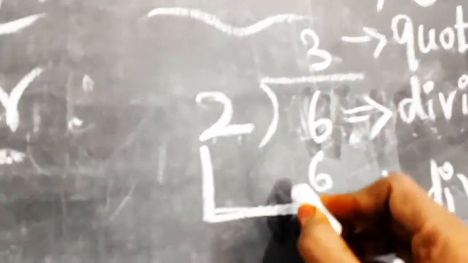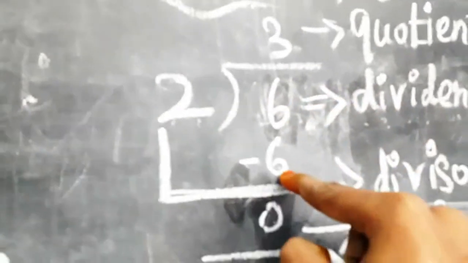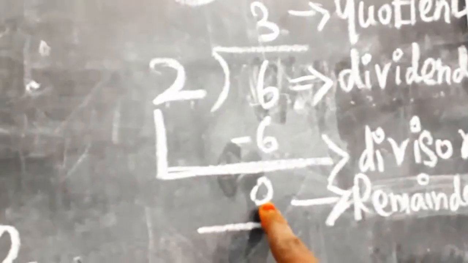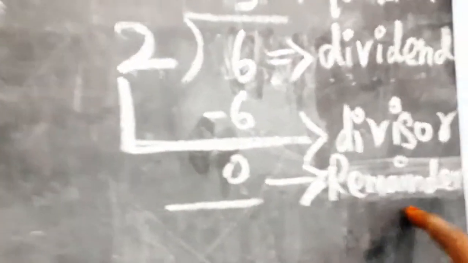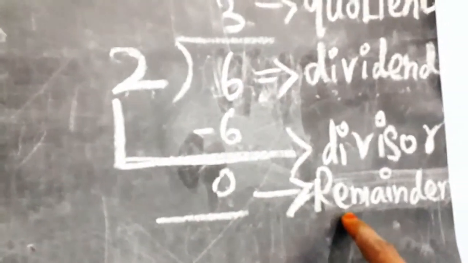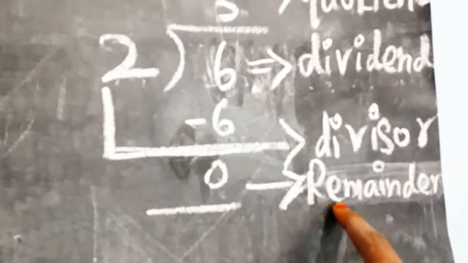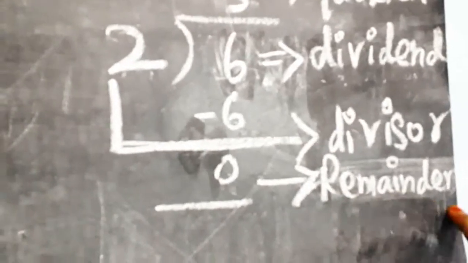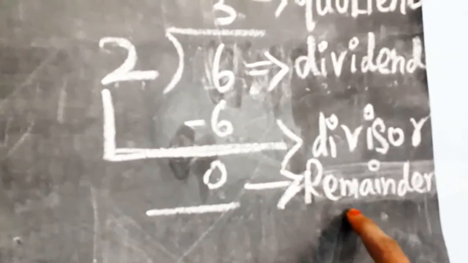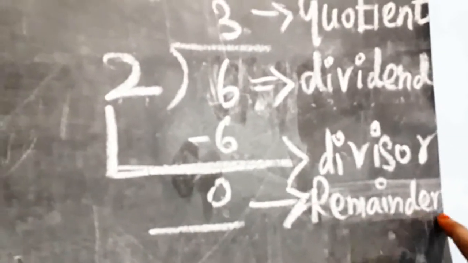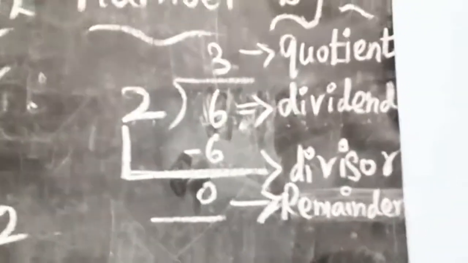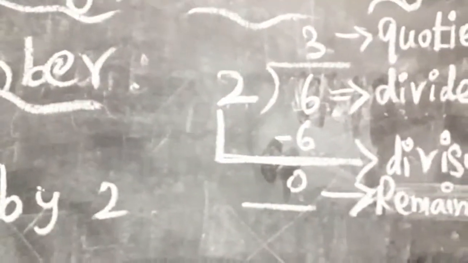Now we subtract from the dividend. 6 minus 6, yes, we get the answer 0. The 0 comes to the remainder. So 6 divided by 2.